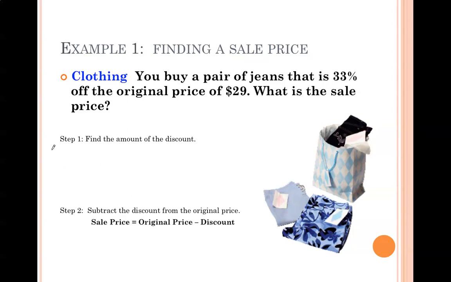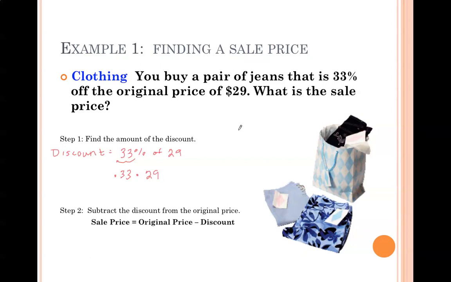So we have our discount. And our discount is 33% of $29. Now, we can't multiply by percentages. We have to change our percents to a decimal first. So I'm going to move this 2 places to the left to get my decimal. So my decimal is 0.33. Now, what does of mean? Right, of means to multiply, so I'm going to multiply 0.33 times the original price of $29.